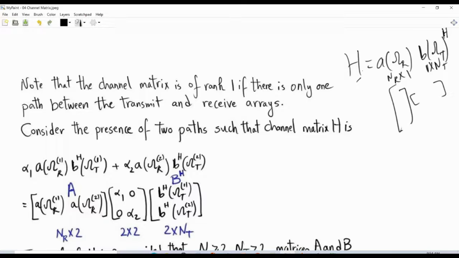Well, who cares? What is the issue here? Again, it turns out that the rank of the channel matrix is very important. You may think that it's a mathematical concept, so who cares? It turns out that it actually has physical implications. We'll see this later.